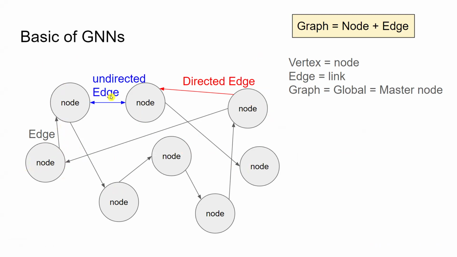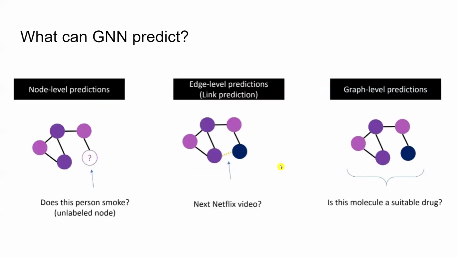For edges, you have directed edges, which generally go one direction from one node to another. Or you can have undirected edges, which go both ways, from one node to another and the other way around. Then the graph is the whole thing, the combination of nodes and edges together. They also call it the global or master node. That's the new vocabulary they formally use in the paper. You may encounter the global master node when you read more papers.